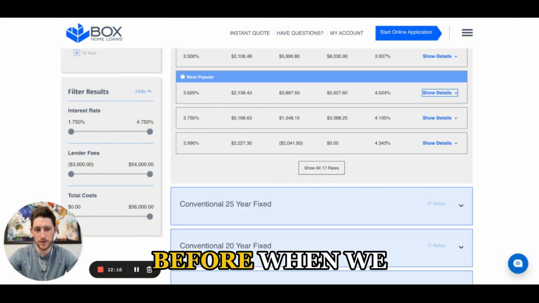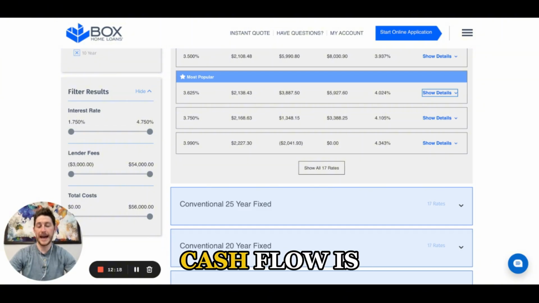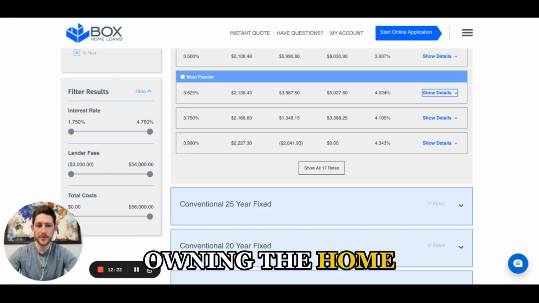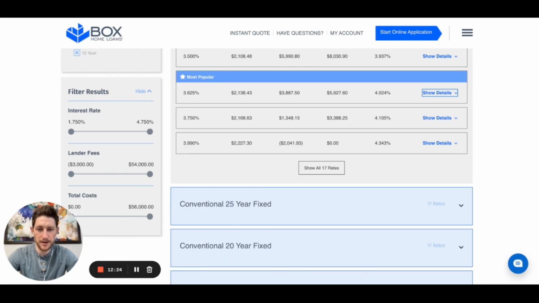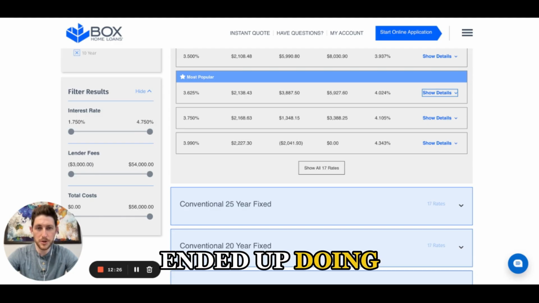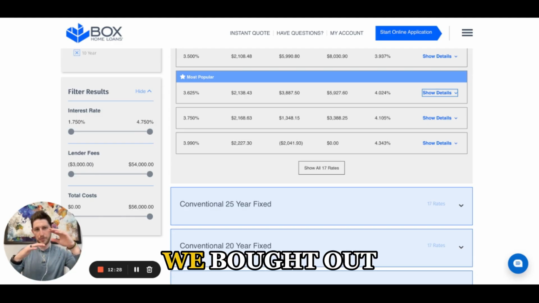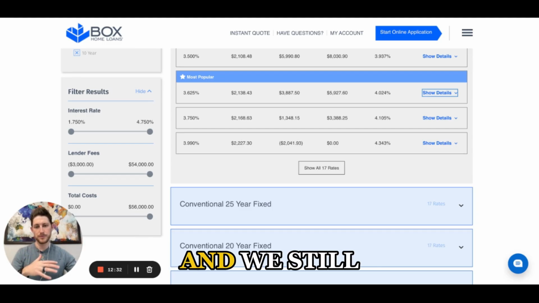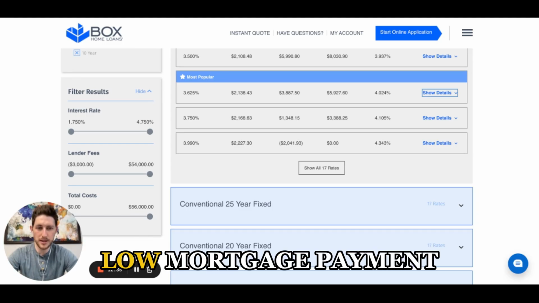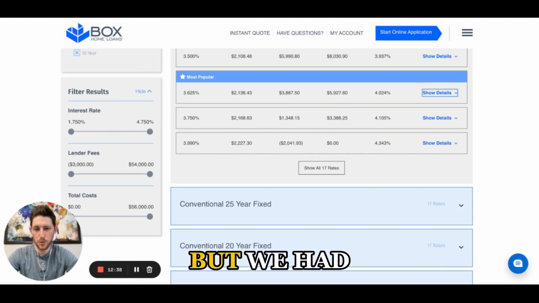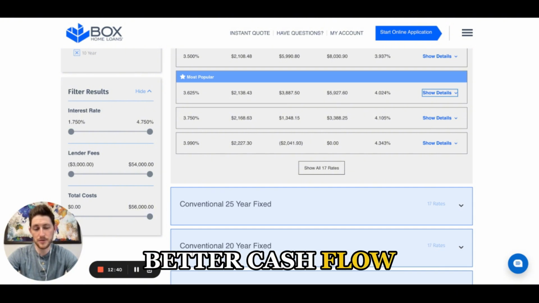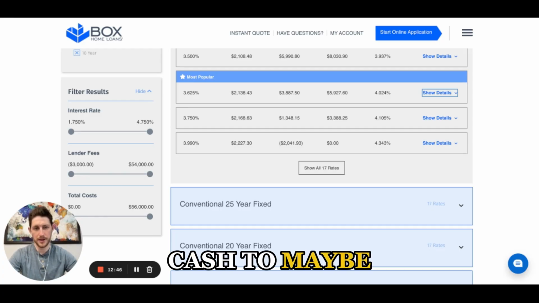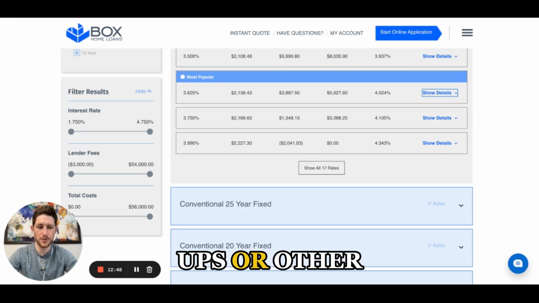I've done it before. When we bought our first home, cash flow was more important to me than the long-term cost of owning the home. And we were buying such a low value anyways. And so we ended up doing that. So our interest rate went up. We bought out all the closing costs and we bought out our PMI. And we still had an extremely low mortgage payment, but we had better cash flow for the entire time. We could use some of that cash to maybe do some remodel or some fix-ups or other things.